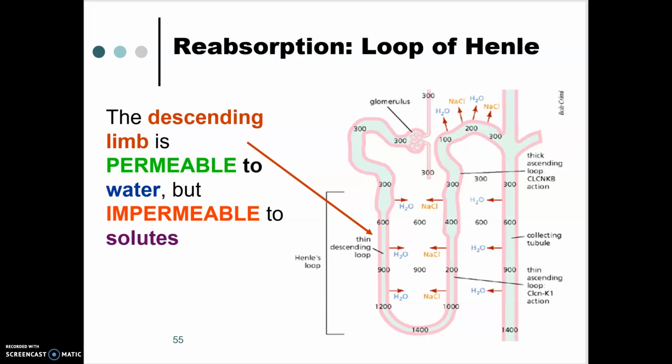Now, the main function of the loop of Henle is for us to reabsorb water, so that we don't lose any water, because water to land animals is very, very important. So our descending limb, which is thin in shape, is permeable to water. So water can move out of the filtrate in the descending arm. The ascending arm is impermeable to water. So once water makes this turn down here and starts to move back up, the membrane of the cells surrounding this part of the loop of Henle are impermeable, so water cannot escape. It stays in the filtrate.